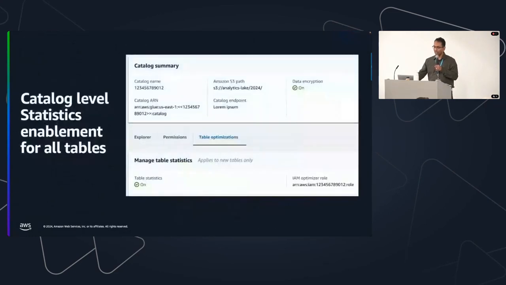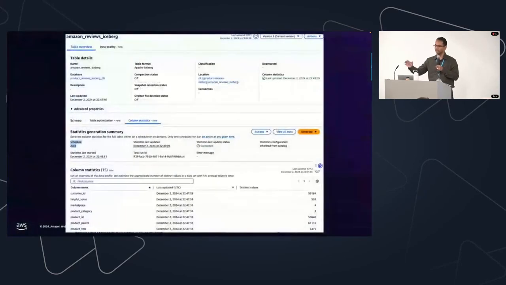It's as simple as going to the catalog level and saying, I just want to turn on, manage the table statistics for me. That's the simple option you have. You just provide that option, and then don't worry about doing it at the table level. And as you create a new table, you can go and look at the table, and you'll see that your statistics are getting created or generated for those tables.